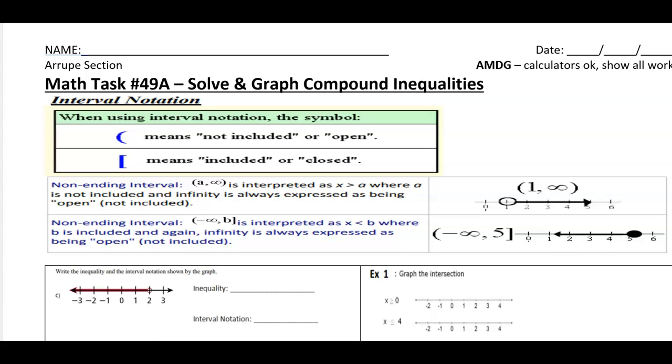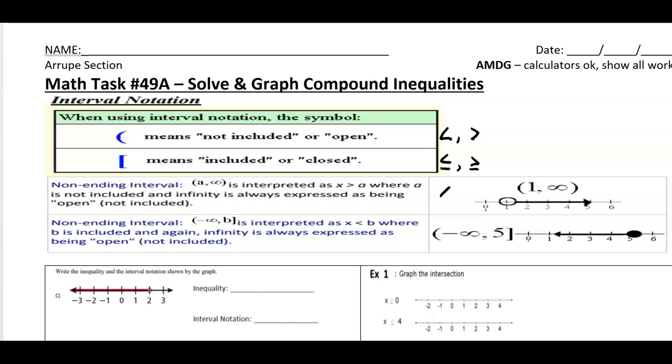Welcome to math test number 49A, solve and graph compound inequalities. We're going to expand on what we did yesterday. So we got this new thing called interval notation. A parenthesis means it's not included, or it's open, so you're talking about less than or greater than. And a bracket means it's included, or closed, in the solution: less than or equal to, or greater than or equal to.